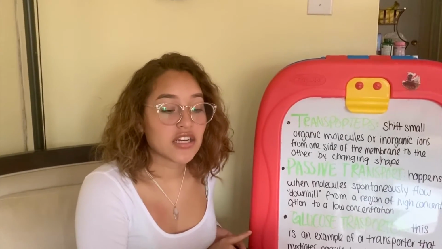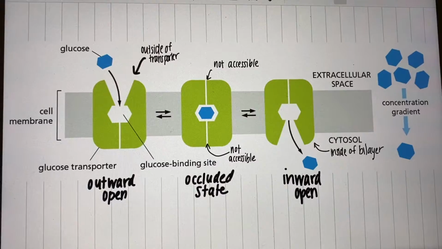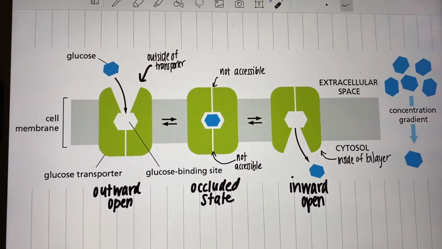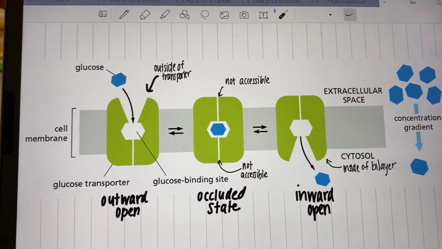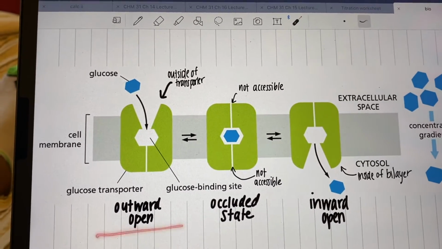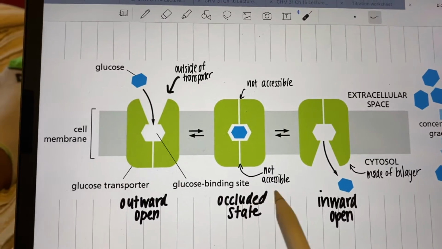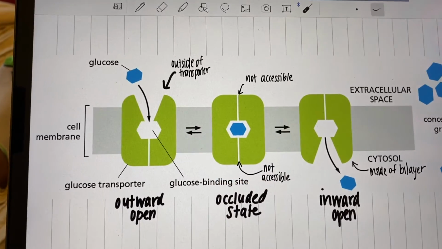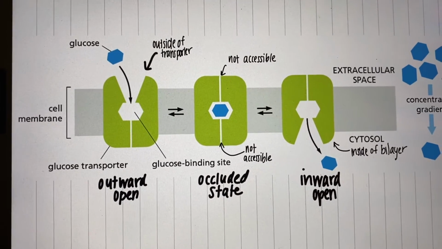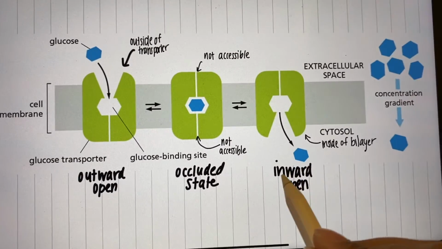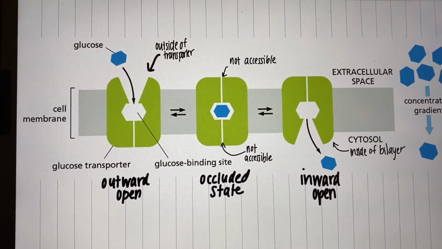GLUT and SGLT are both examples of glucose transporters that are found in most mammalian cells. Here, the transporter is shown in three different conformational stages. First is the outward open state. This is where the binding site is exposed to the outside of the transporter. The occluded state, the one in the middle, is where the binding sites are not accessible on either side of the bilayer. And the inward open state is where it's only accessible to the inside of the bilayer.